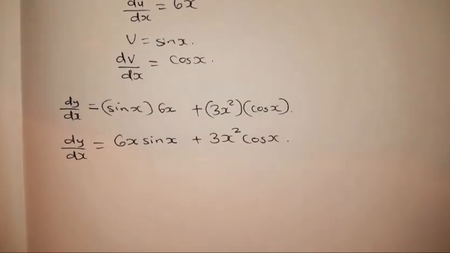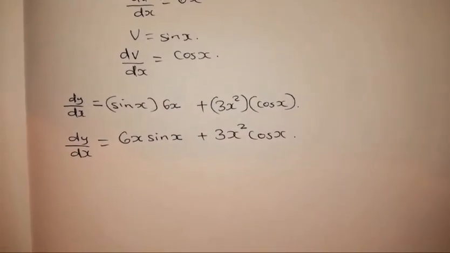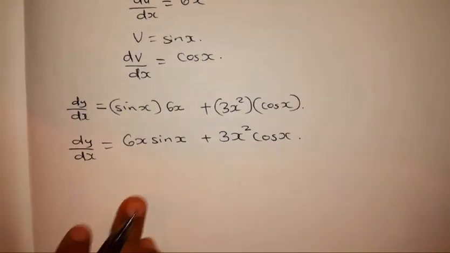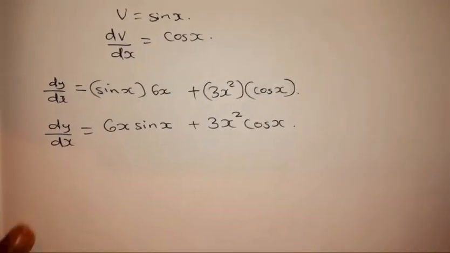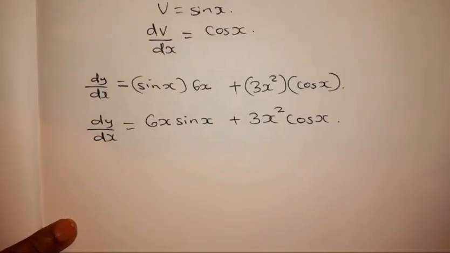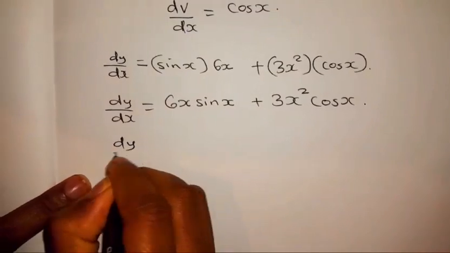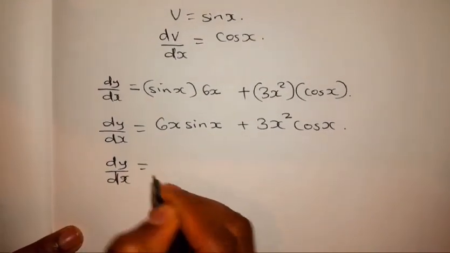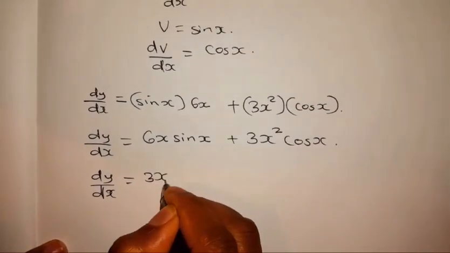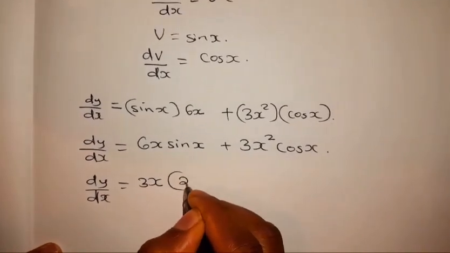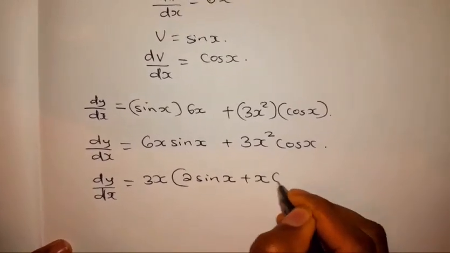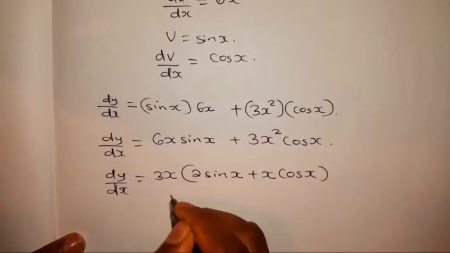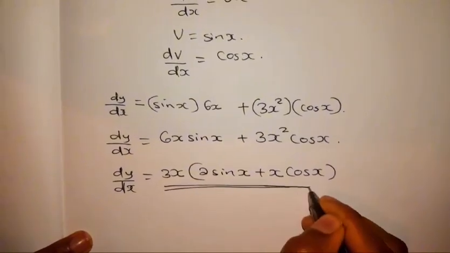You can leave the derivative at this point, but you can go ahead and simplify by factoring out 3x. When you factor out, dy/dx will be 3x multiplied by (2 sine x plus x cos x), and this will be our derivative.